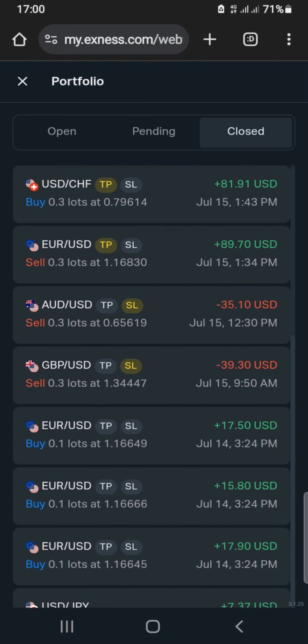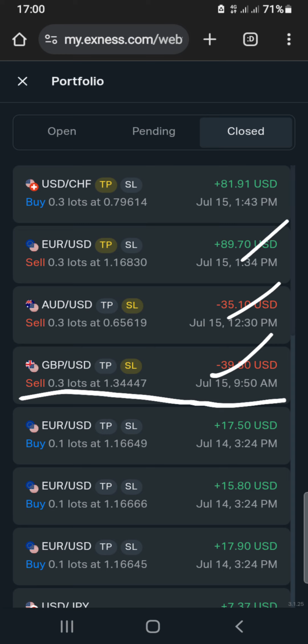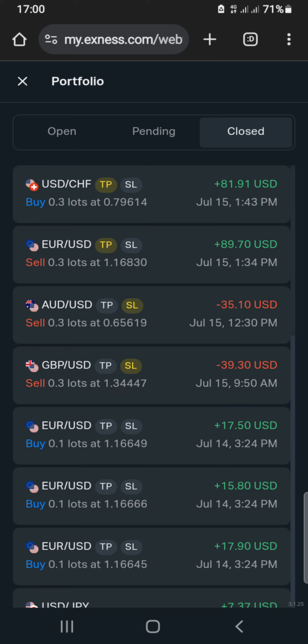So today I took 4 trades. As you can see here, I took this trade, this, that. So I'll be explaining how I took these trades, what was my analysis, and where I got stopped out and everything. So today I got stopped out. The reason why I got stopped out was because of the consumer price index news.